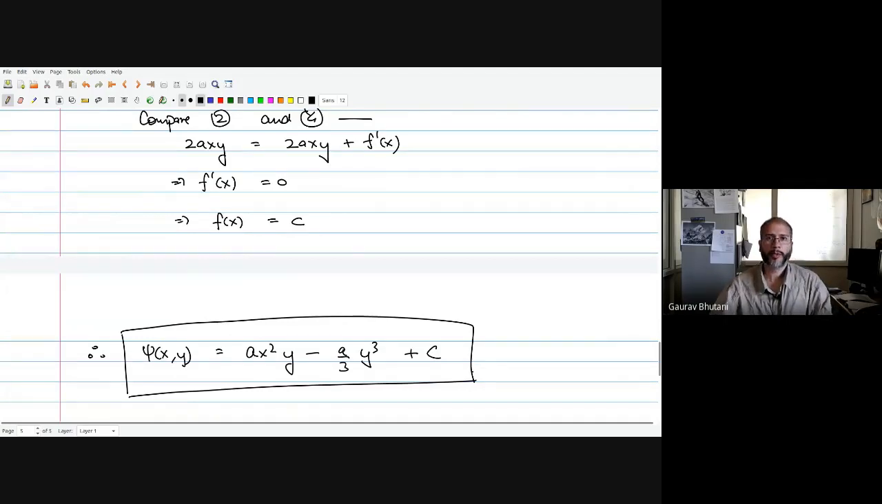All right, so this is our function psi. That's it. So job done. So we have found out the stream function psi for this situation.